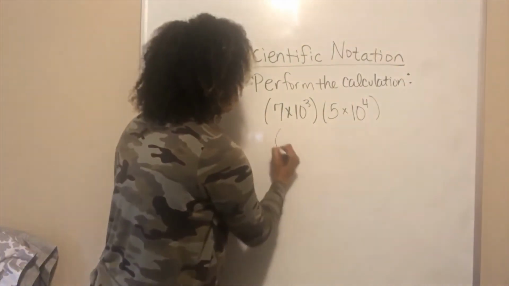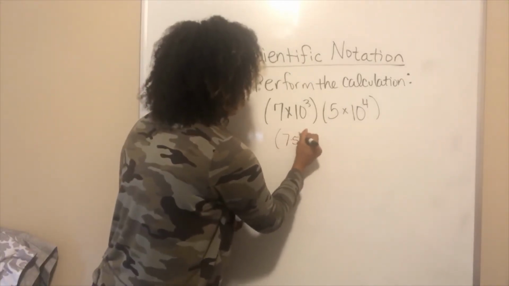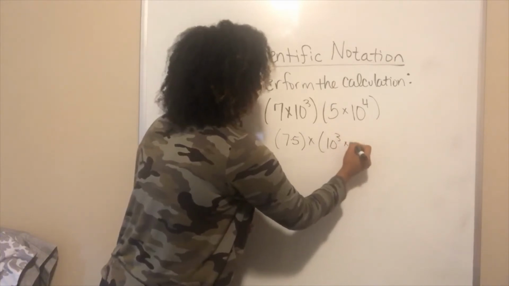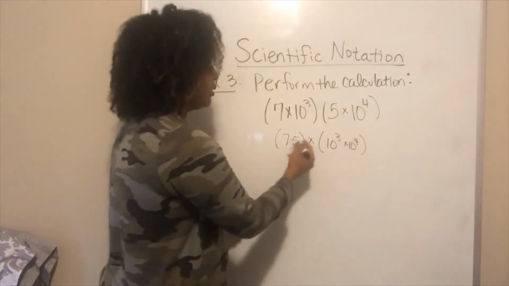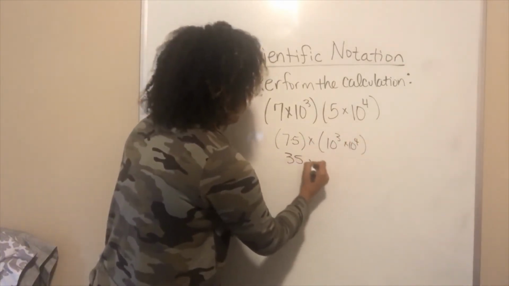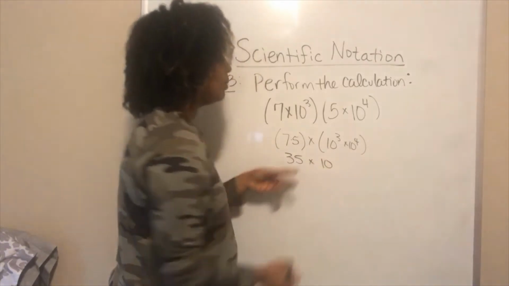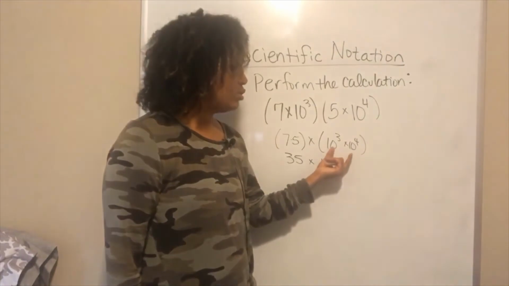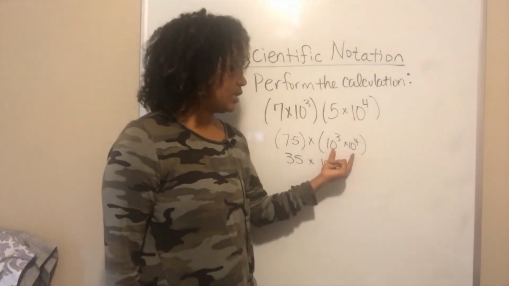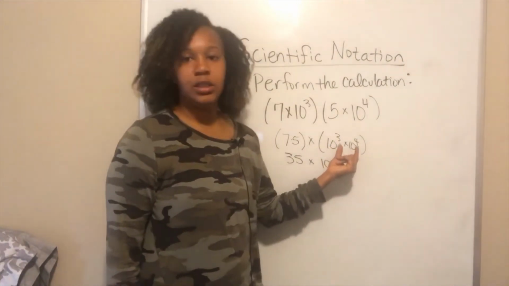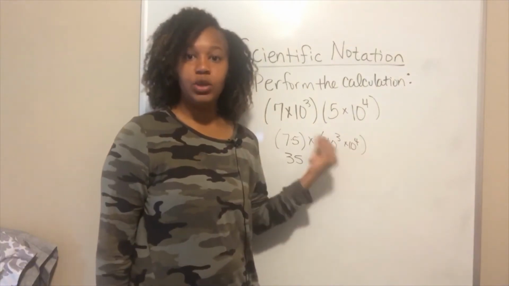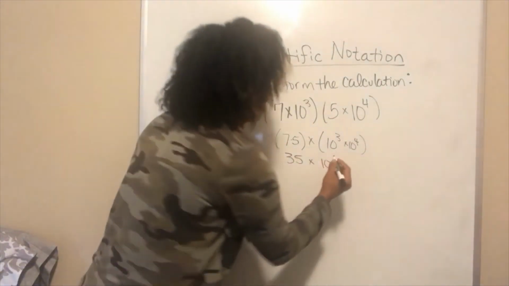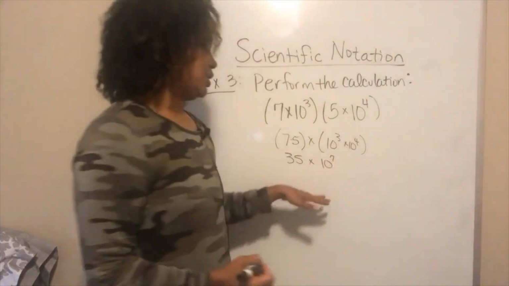So the first thing I want to do is multiply my numbers together, the 7 and the 5, and then I want to put my 10s together. So 7 times 5 is 35, and then this goes back to our properties of exponents. You have 2 exponential expressions with the same base, but different exponents, and you want to multiply them. So you will combine them by adding the exponents. So you will add the 3 and the 4, and it becomes times 10 to the 7.